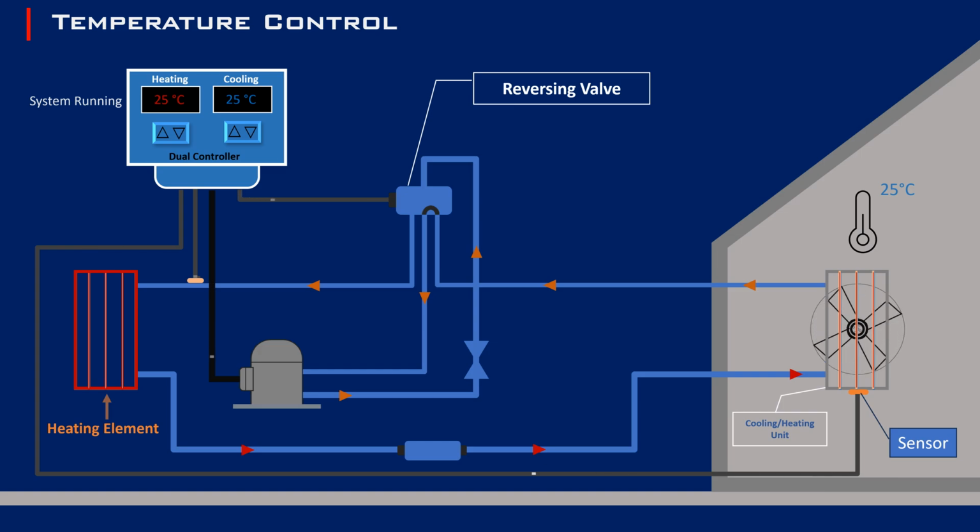As a result, the room temperature starts to rise. Once the temperature reaches the desired level, the sensor detects it and sends a signal to the controller again. This time, the controller stops the heating system, maintaining the temperature at the desired level. This continuous monitoring and adjustment process ensures an optimal room temperature.